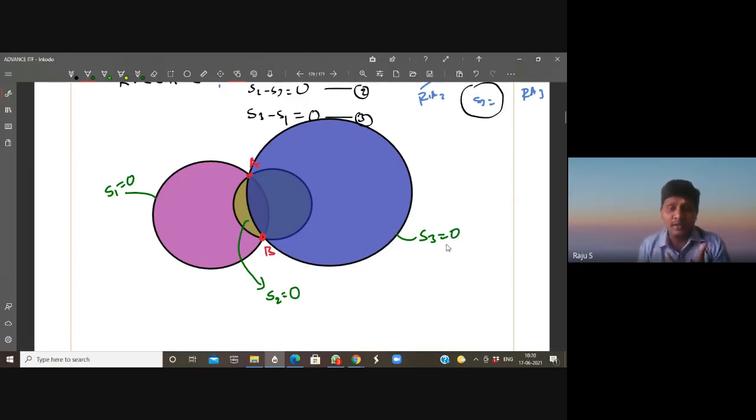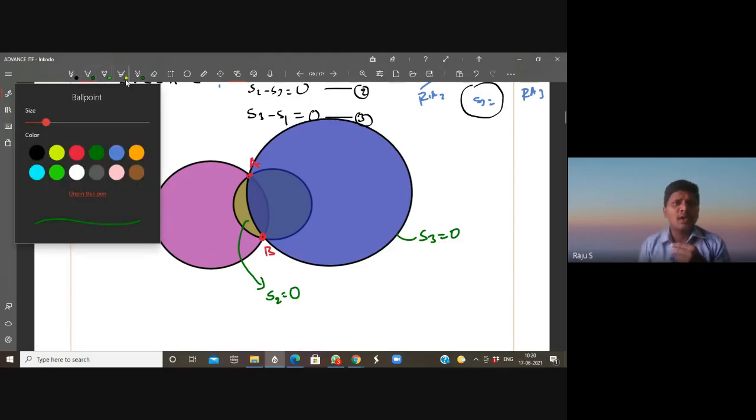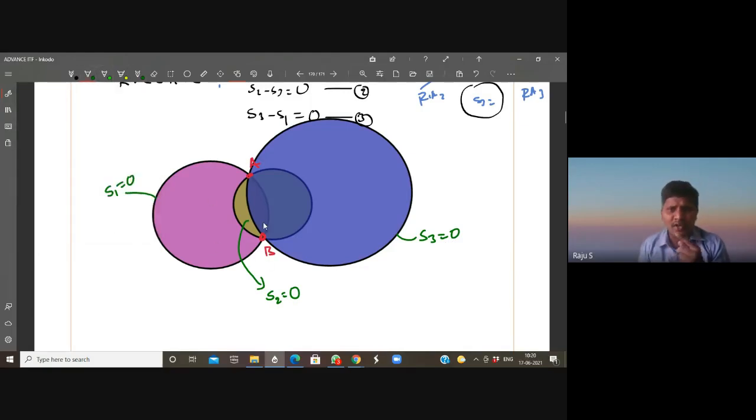How can you find this S3 equals 0? When two circles S1, S2 are intersecting at capital A and B, then the required circle S3 can be written as S1 plus lambda times S2 equals 0. This will give the required circle S3. That's all. Now we can find the lambda value with the help of the given condition. Surely they'll give one condition.